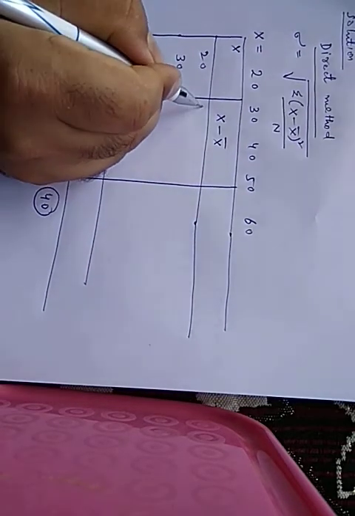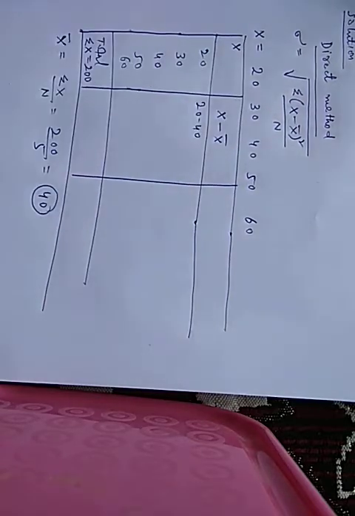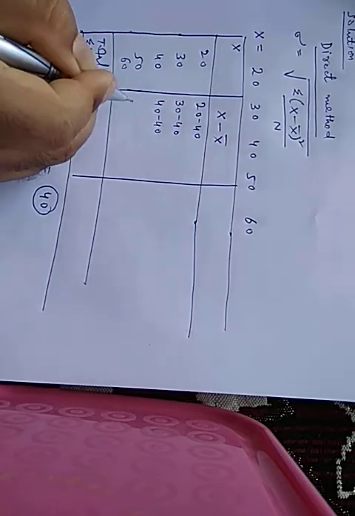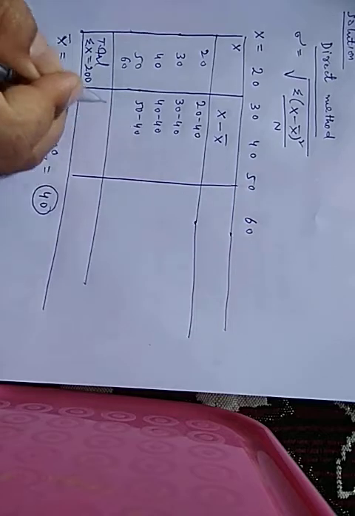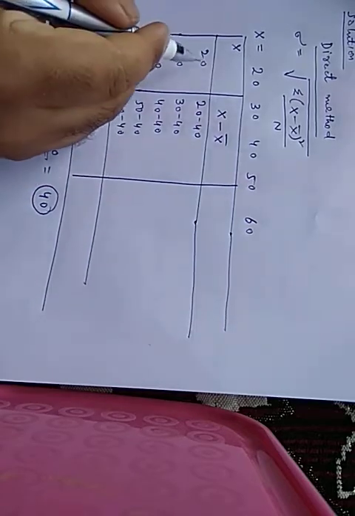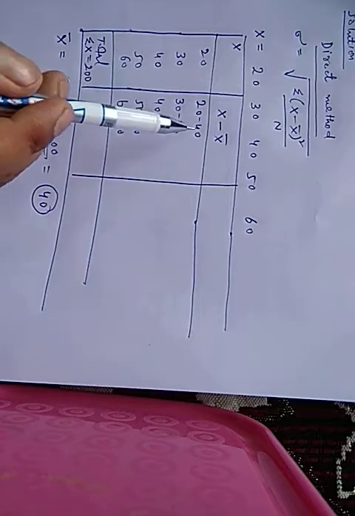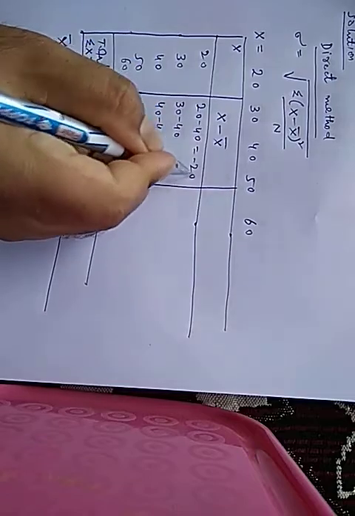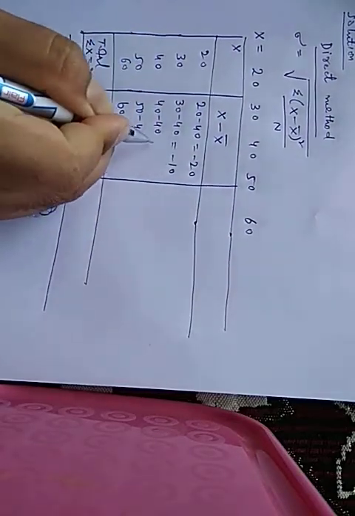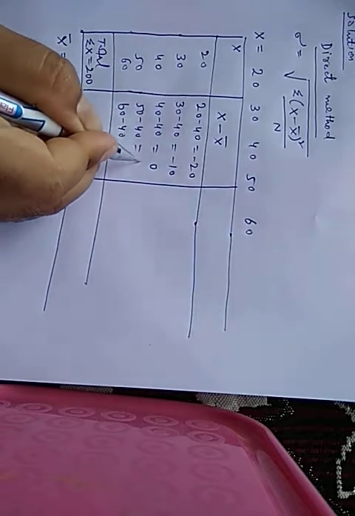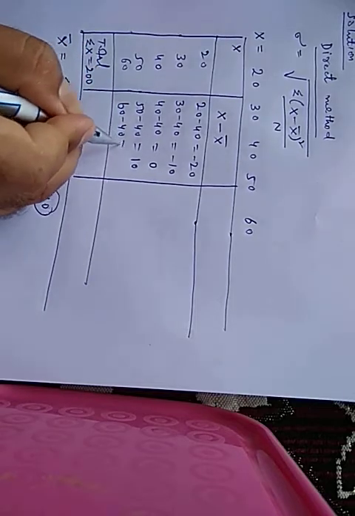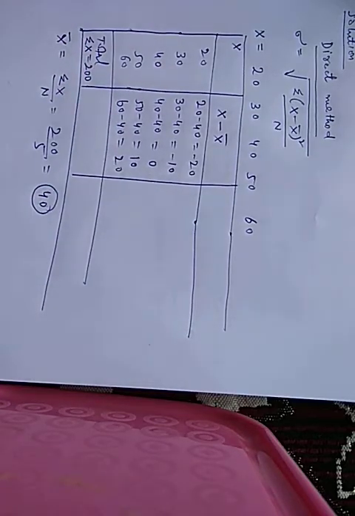200 divided by 5, it will be equal to 40. Now it will be equal to 20 minus 40, 30 minus 40, 40 minus 40, 50 minus 40, 60 minus 40. From these values of x, we have to subtract the value of arithmetic mean, which is equal to 40. It will be equal to minus 20, minus 10, 0, 10, 20. And its summation will be equal to 0.